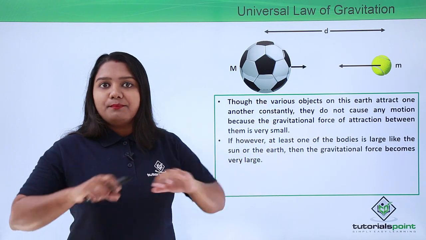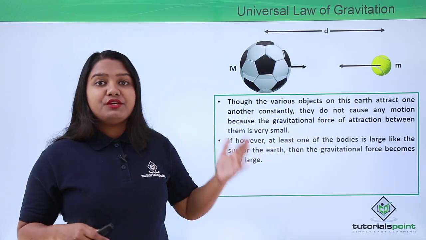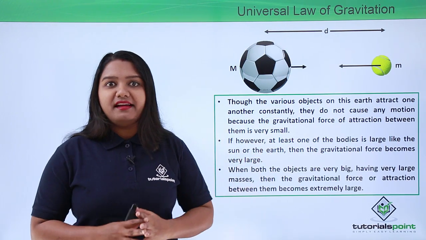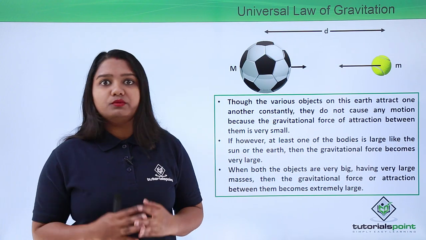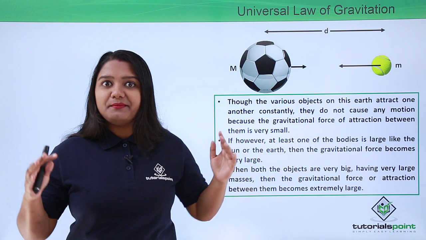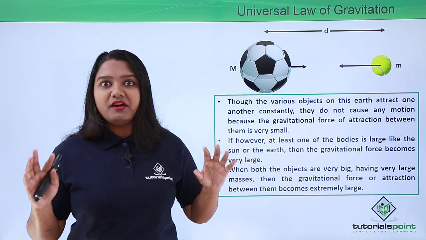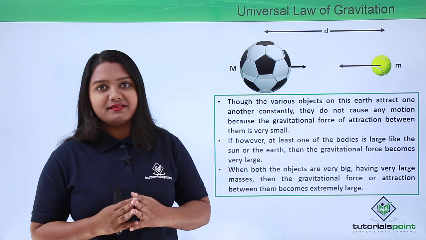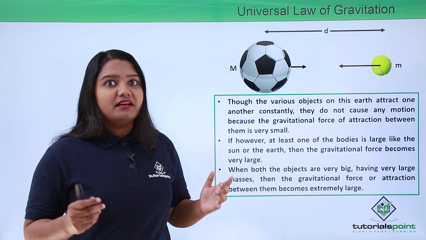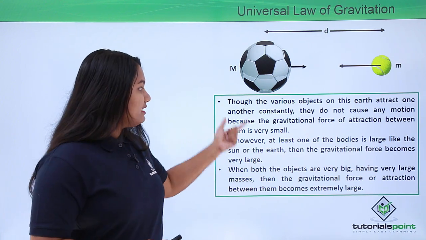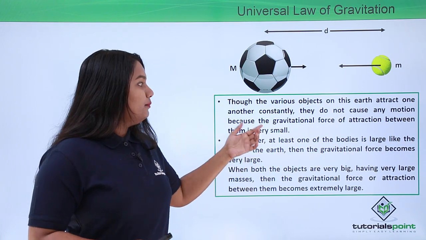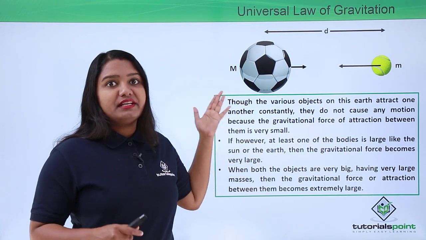Now suppose both the bodies are of huge masses. For example, we consider big objects like the earth and the sun or the earth and the moon. Then the gravitational force in that case becomes extremely large because both the bodies are of huge masses. So in that case the force of gravity becomes very large or extremely large. So these are the three cases in which the magnitude of the gravitational force becomes less, more, or even extremely large.